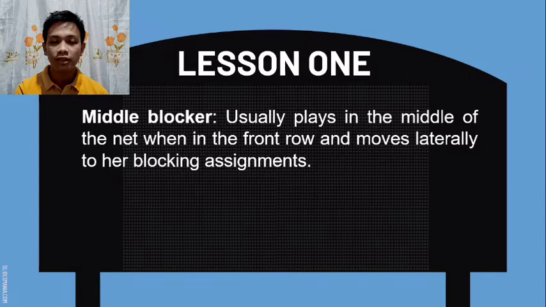Okay, next, middle blocker. Ito naman, nasa unahan, number 3. Usually placed in the middle of the net when in the front row and moves laterally to her blocking assignment. So that's the middle blocker. Next.